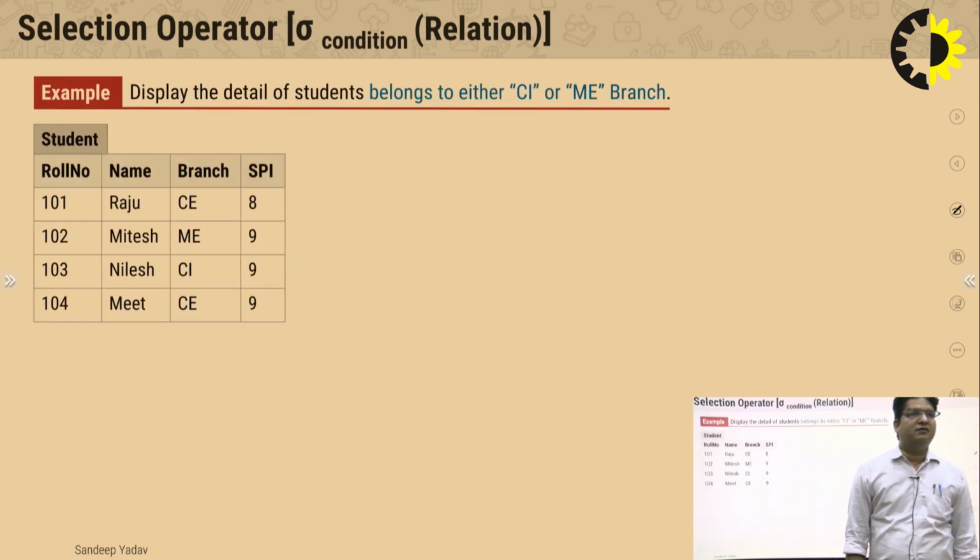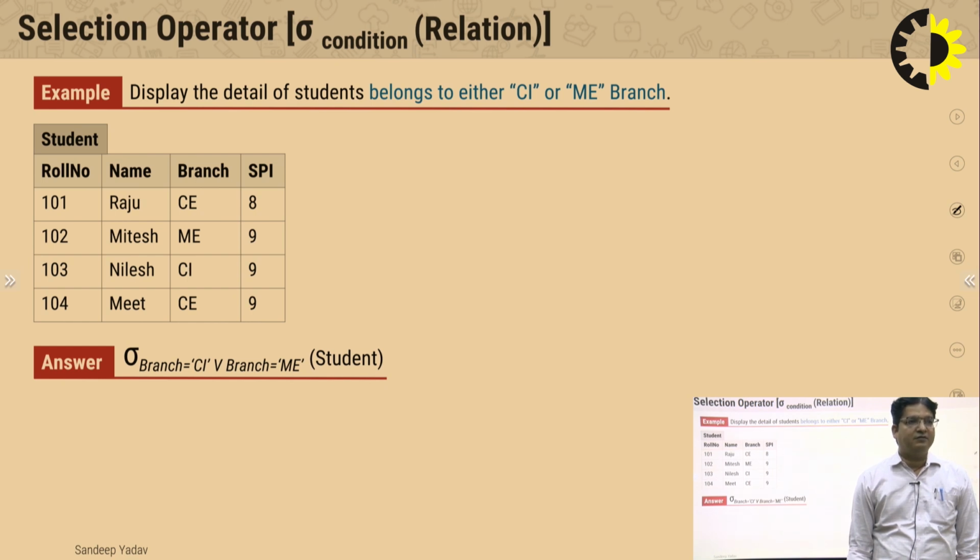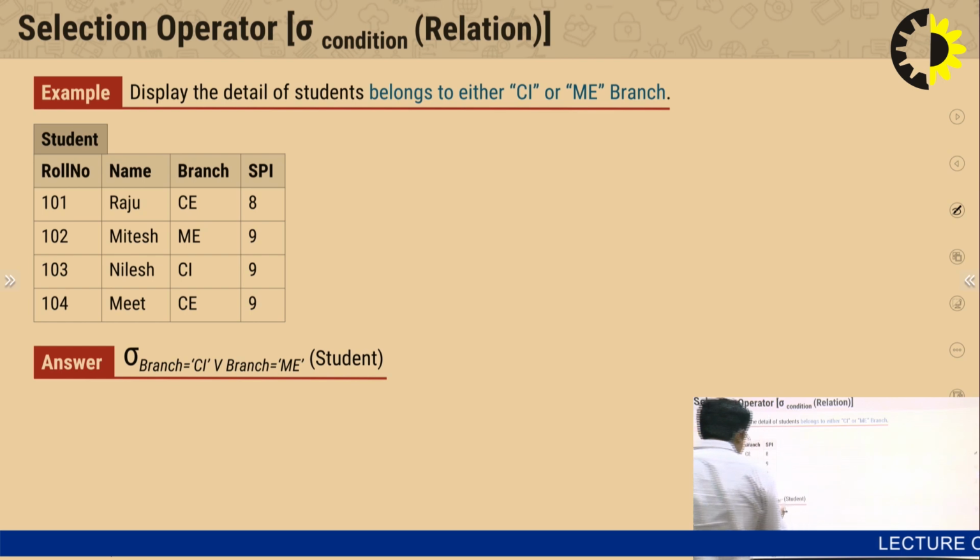Now let us consider one more thing. We have to display the details of the students who belong to CI or ME branch. In this example we have to specify both conditions, that is, the branch equal to CI or the branch equal to ME. So this is the OR operation.